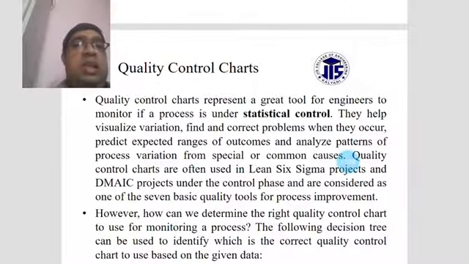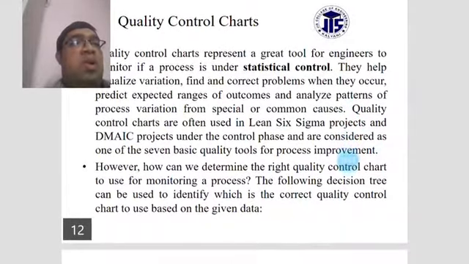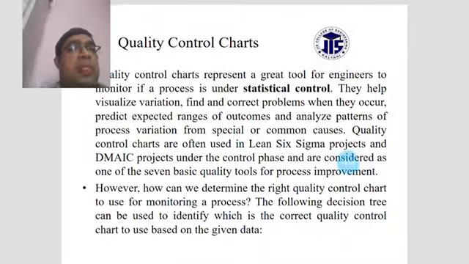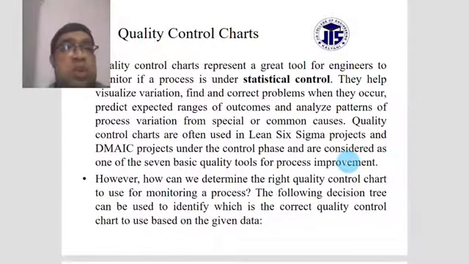They predict the expected range of outcomes and analyze patterns of process variations from special or common causes. Quality control charts represent a great tool for engineers to monitor if a process is under statistical control. They help visualize variations, find and correct problems when they occur, predict the expected range of outcomes, and analyze patterns of process variations from special or common causes.